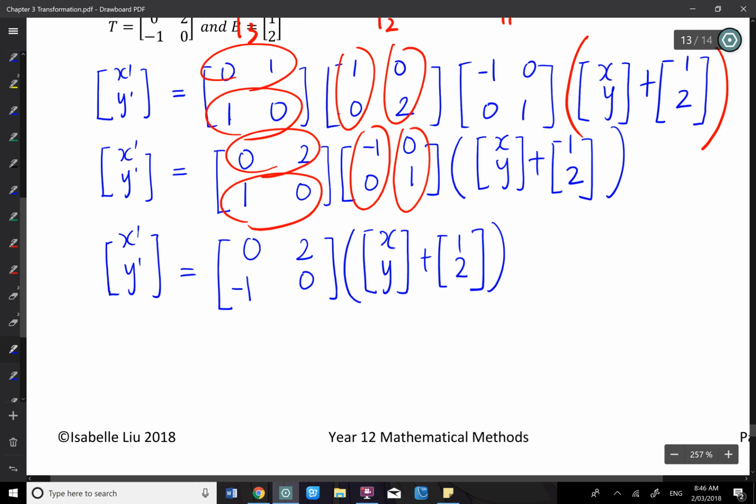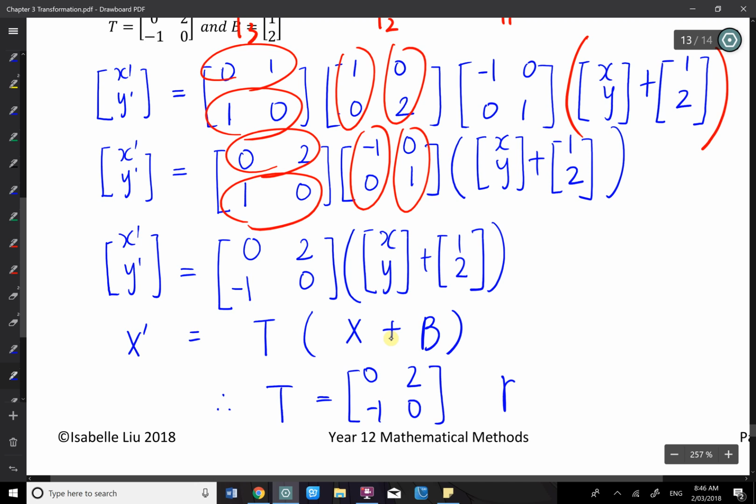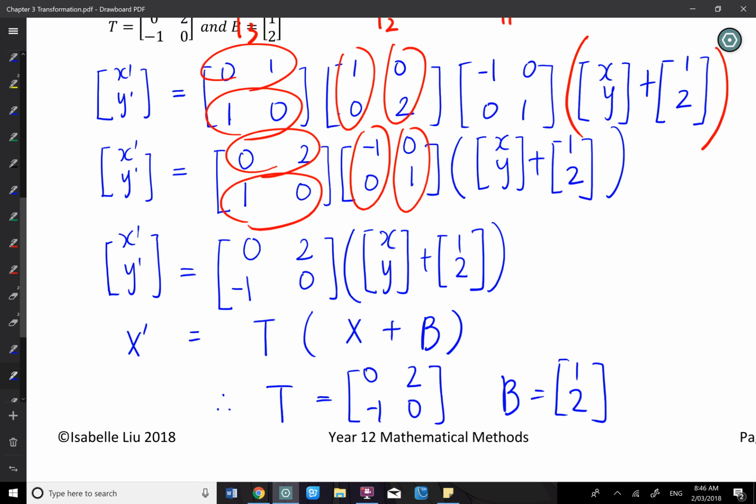So therefore we have x dash equals T bracket x plus b. So T equals 0, 2, -1, 0, and b equals 1, 2. Okay, you can exactly map that. That's what we will have.